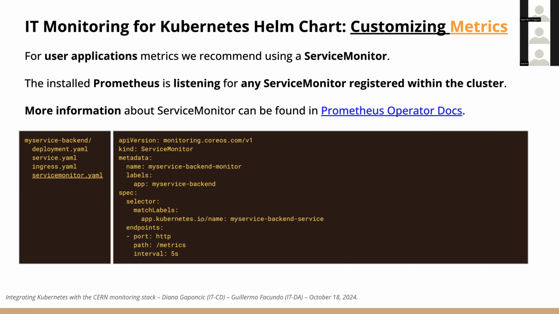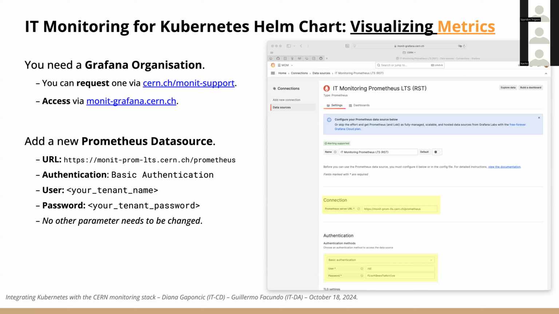Once the metrics are within our monitoring infrastructure, the next point, of course, is how I visualize it. How can I see if the metrics are arriving correctly? In this case, we are using Grafana, the central Grafana instance that we have. You can access it via monitgrafana.cern.ch. And of course, you will need an organization in Grafana to be able to add your dashboards or visualizations, whatever. If you don't have one, again, you can request one from us via a SNOW ticket.